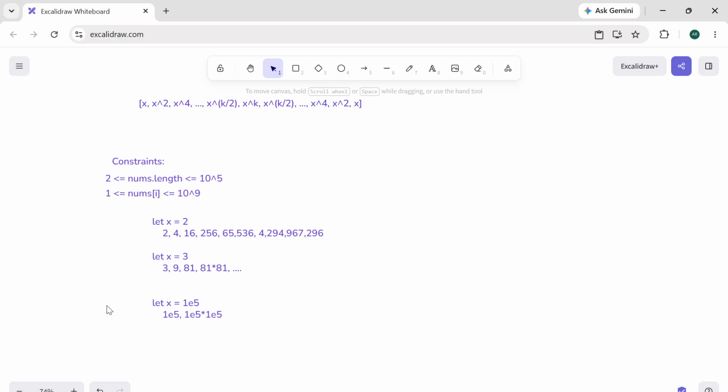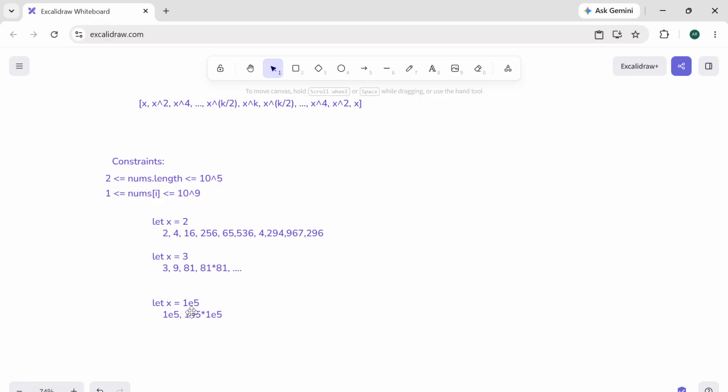But till where? There should be one threshold point where you need to stop. Here I am assuming x is equal to 1e5, that is 10 raised to 5. Then what will be your second value? 10 raised to 5 times 10 raised to 5 would be 10 raised to 10, and 10 raised to 10 exceeds the limit of nums[i], any element's value. It can never exceed 10 raised to 9, so 10 raised to 10 is far more. So you need to stop here.